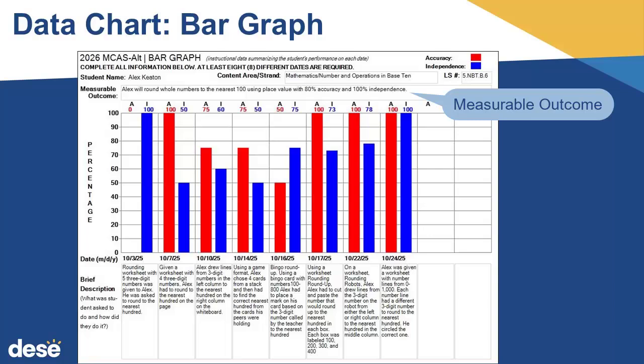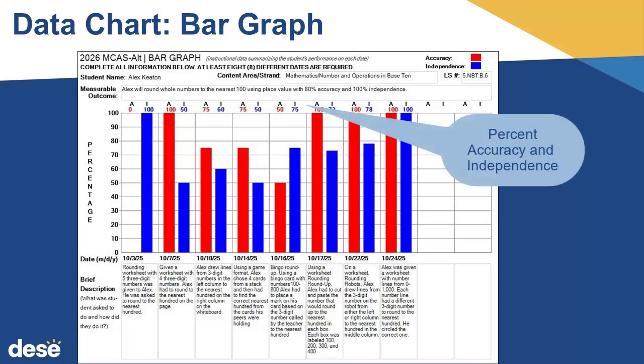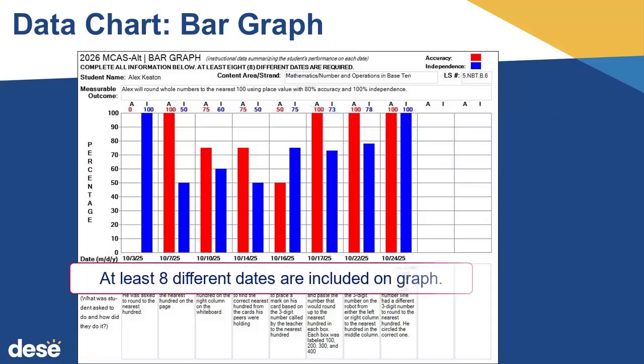And it's always a good reminder when you are looking at your data chart, look at the measurable outcome now and again, so you remember if your brief descriptions are documenting the measurable outcome. There's the percent accuracy and independence for each of those data points. 8 different dates. Now we always say if you can do a couple extra just in case something goes wrong. So in this case, there are 8, which is the minimum. Fine.